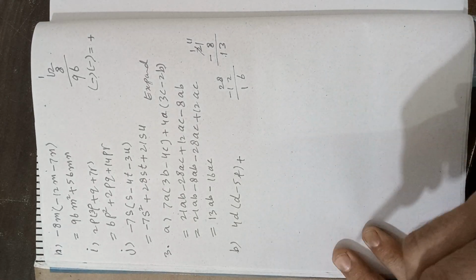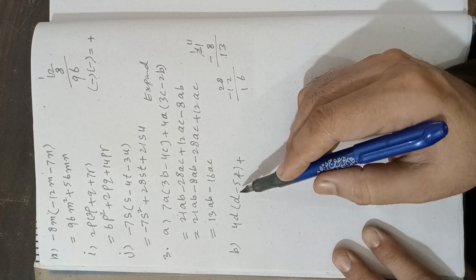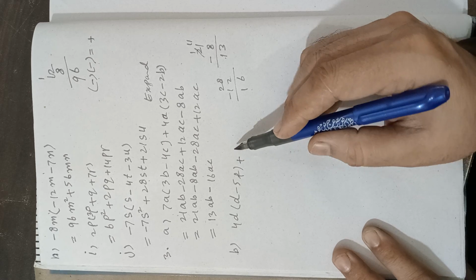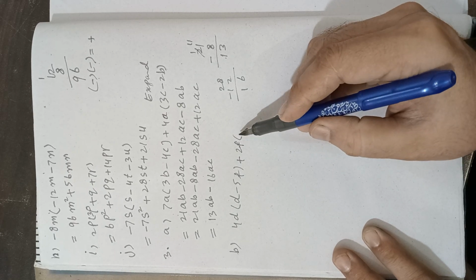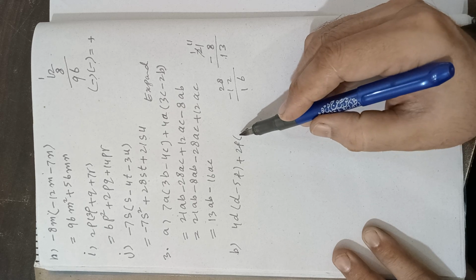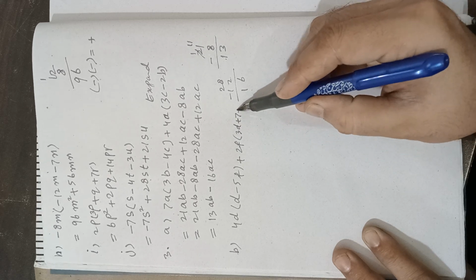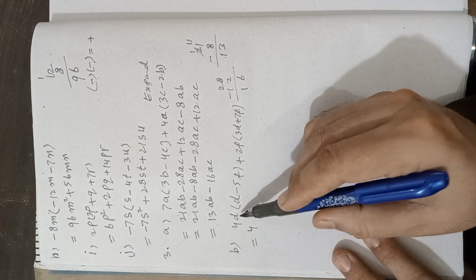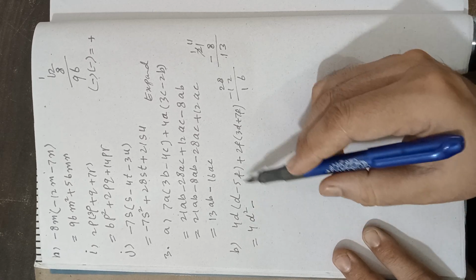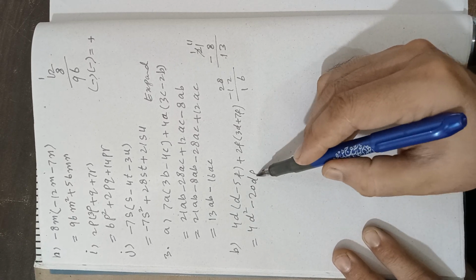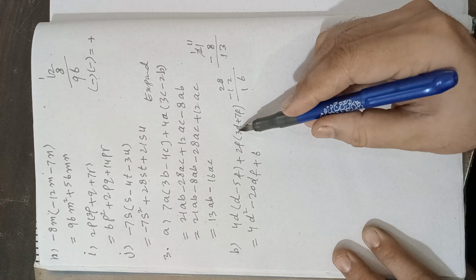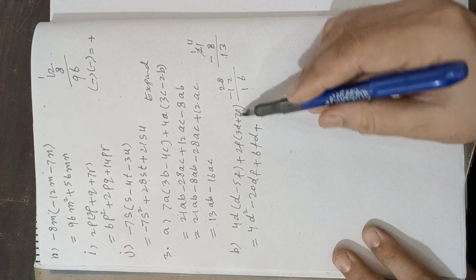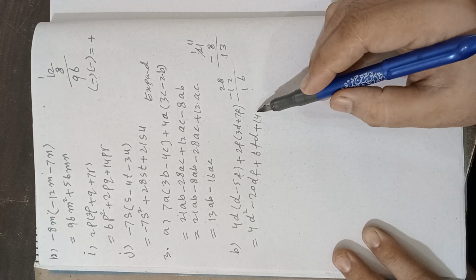Now question number 3, B part is 4d into d minus 5f plus 2f into 3d plus 7f, bracket close. Now 4 multiplied by 1 is 4, and d multiplied by d is equal to d square, minus 4 5s are 20 df, plus 2 3s are 6, this 2 and this 3, 6, and f multiplied by d, fd. Then 2 multiplied by 7 is equal to 14, and f multiplied by f is equal to f square.